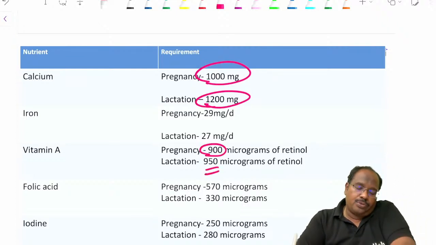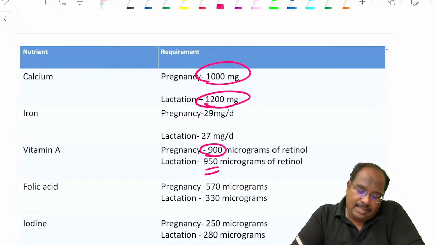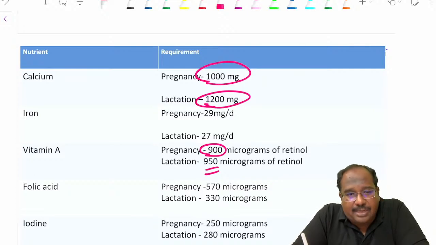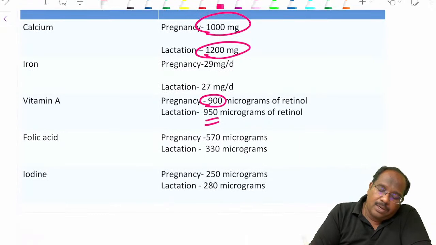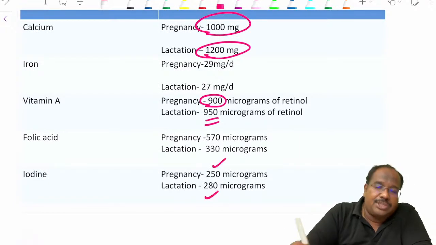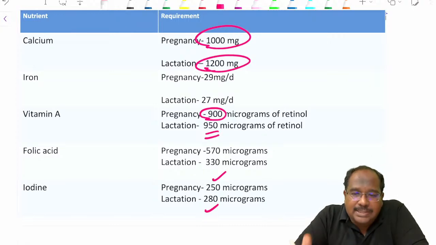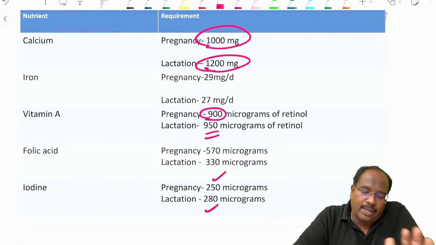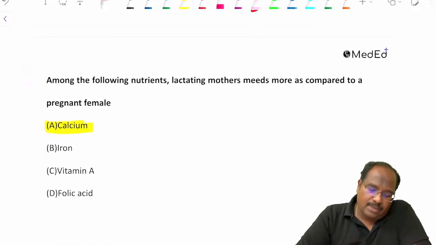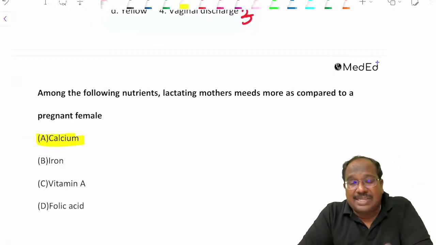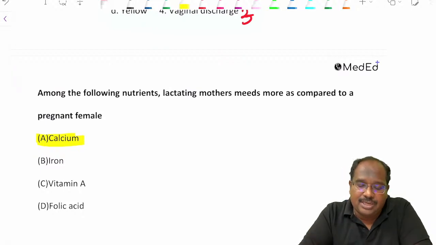If I want to choose a better one, folic acid and all, it comes down: 570 micrograms in pregnancy, in lactation it is 330. And iodine is 250 micrograms, in lactation 280. So if the question is very specifically about which one you will give more as a supplement, the better answer will be calcium. As a supplement, you have to provide extra additional tablets.